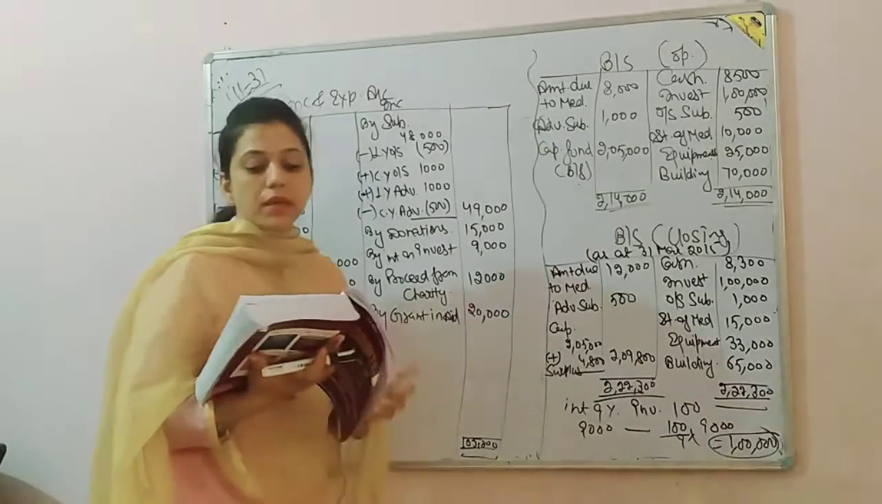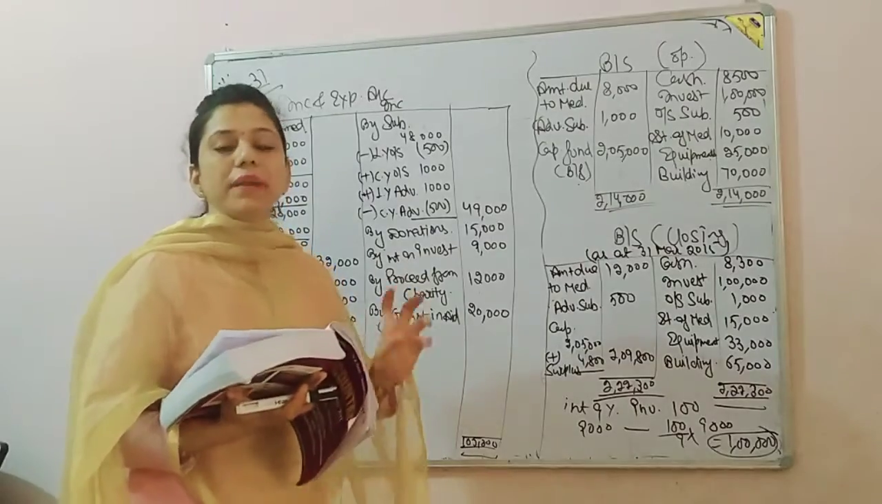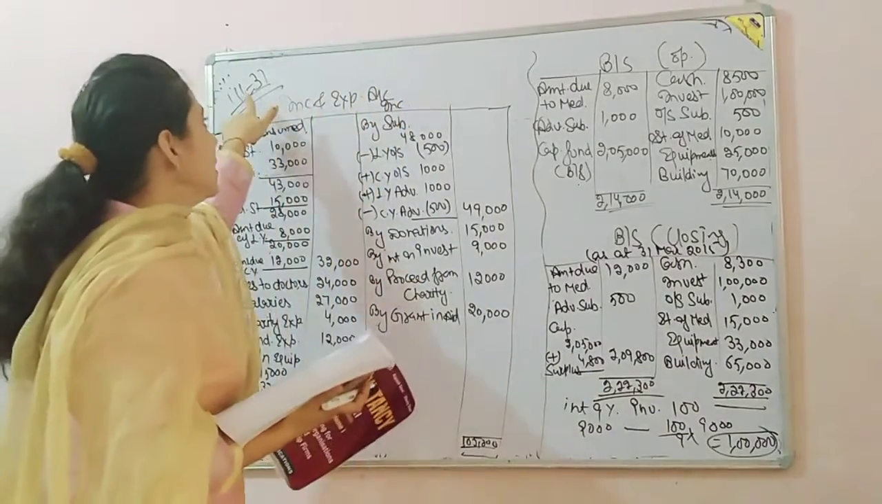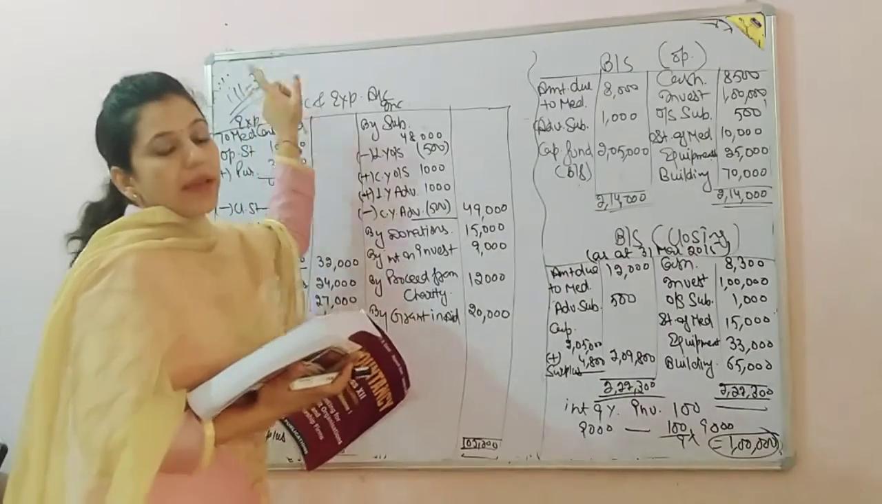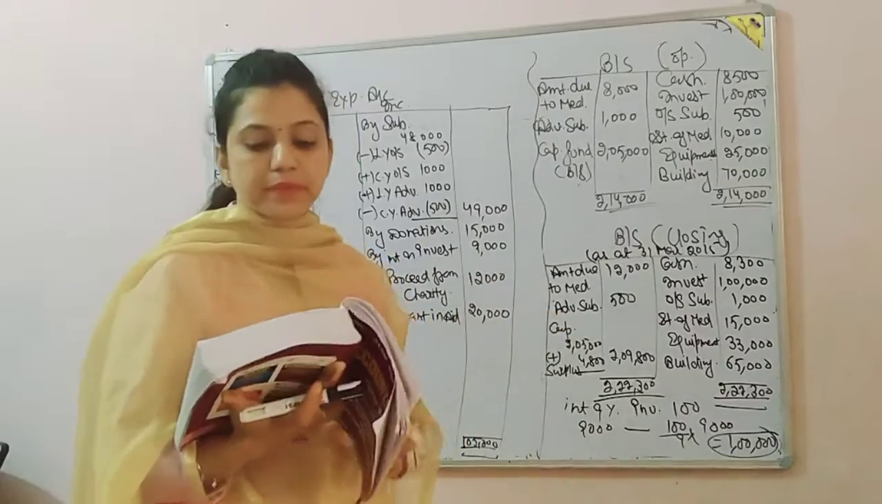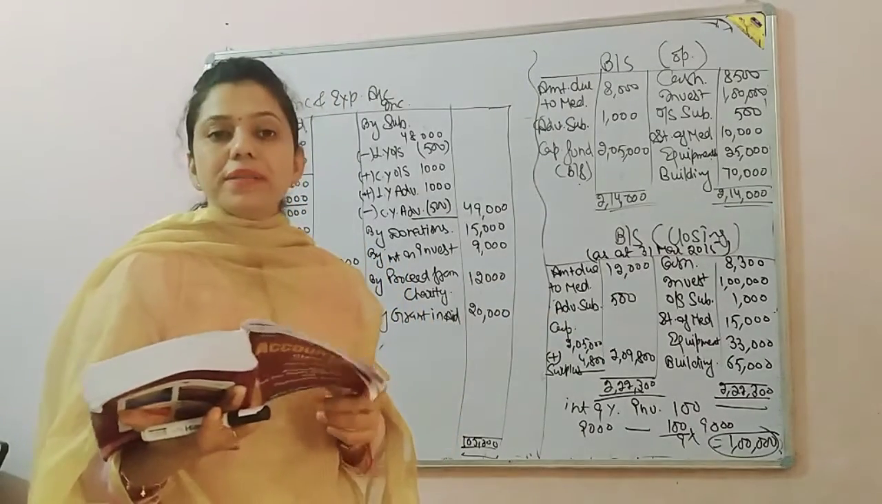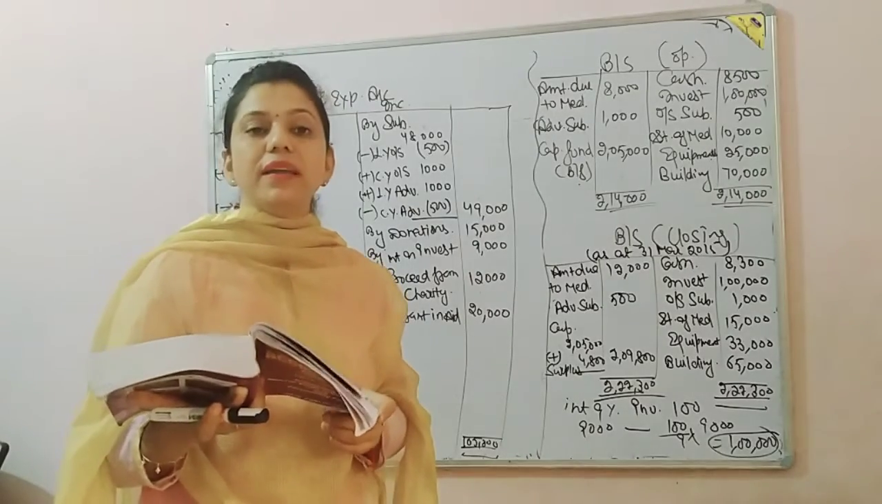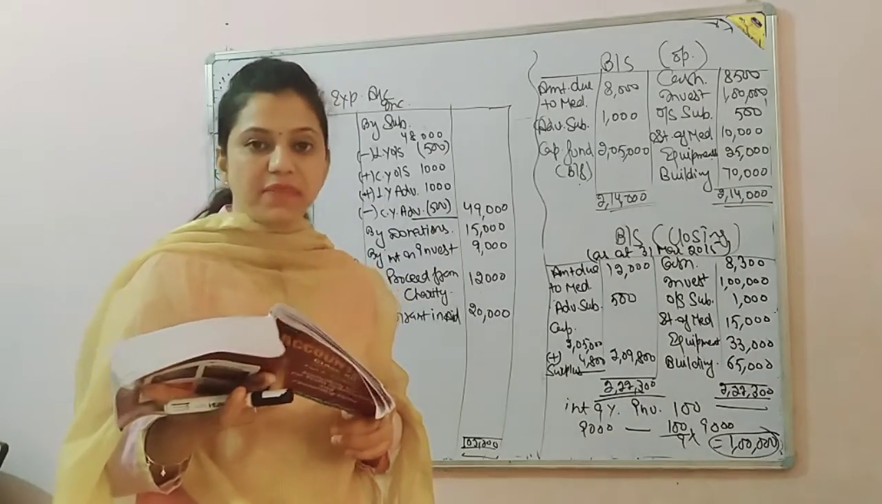Yes students, now we will discuss one practical question regarding NPO. We have illustration number 31 and we will cover all the points which we have discussed earlier. How is it given? You have been given a receipt and payment account started with opening balance of cash 8500.